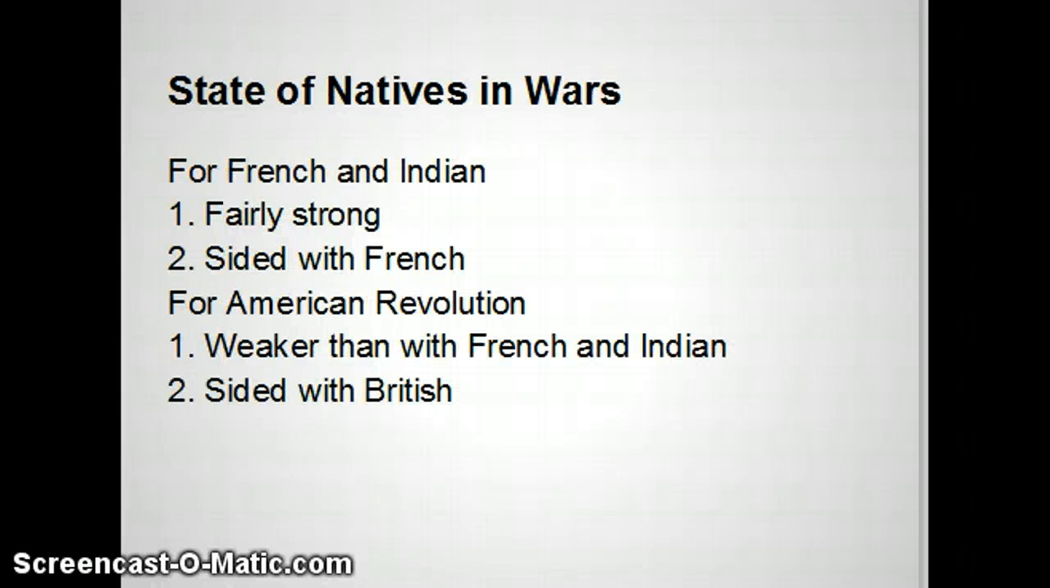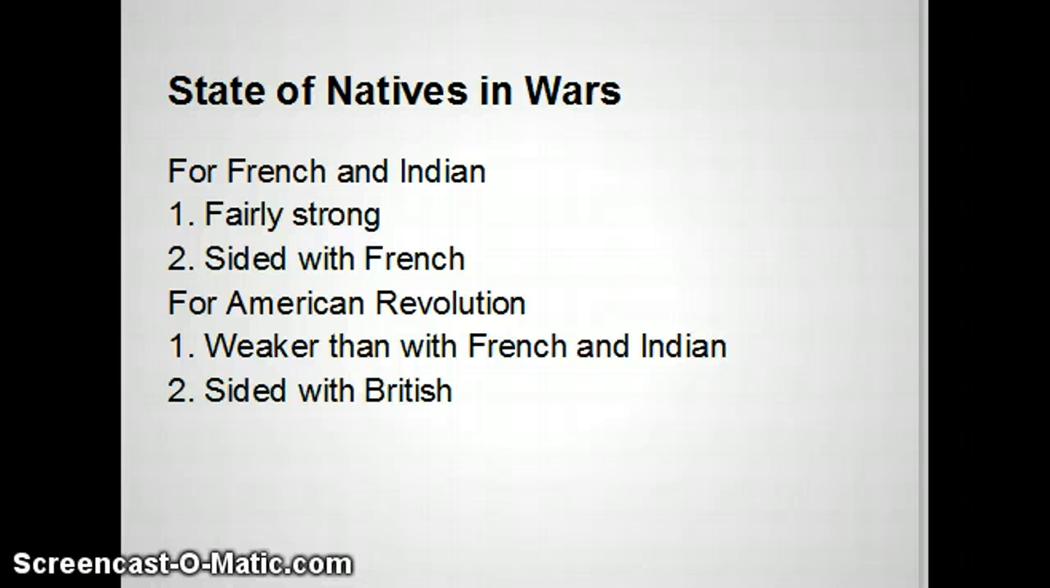The natives were also an important part in many wars that occurred in North America. For the French and Indian War, they sided with the French because they had already formed stable trading networks and alliances with them, and they would be able to keep their land if the French won, and everything would stay the way it was. In the French and Indian War, the natives were fairly strong because of their numbers and their familiarity with the terrain.